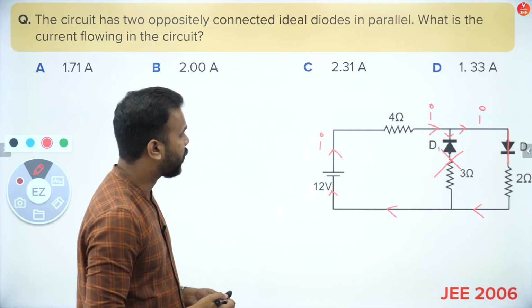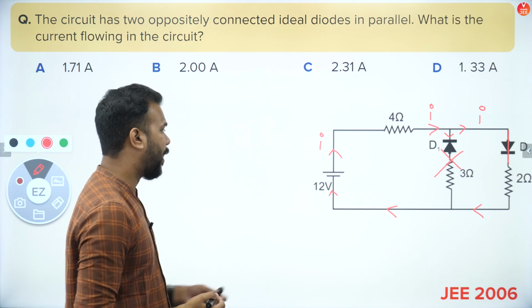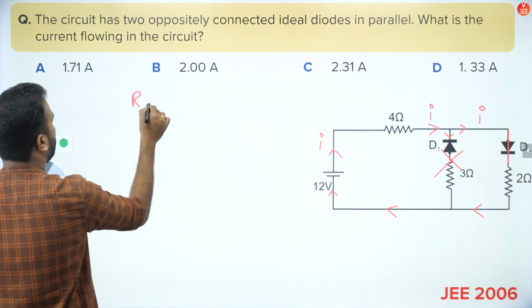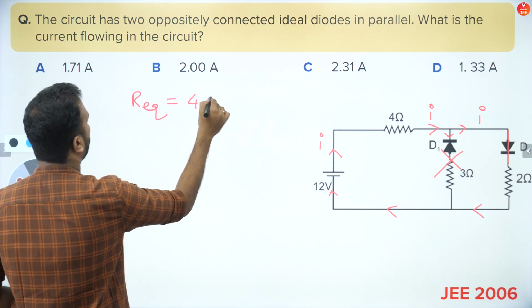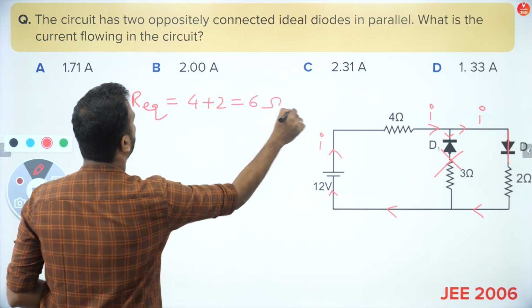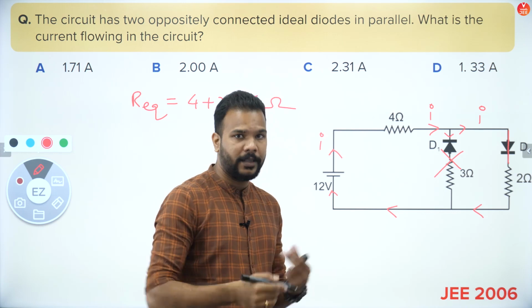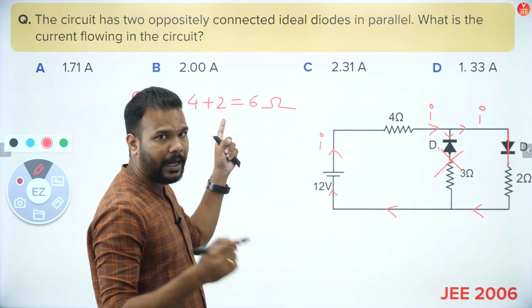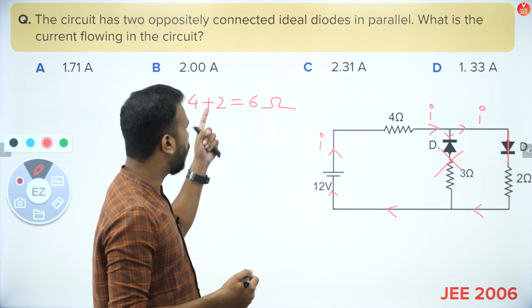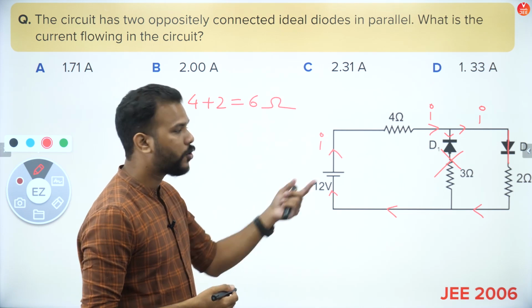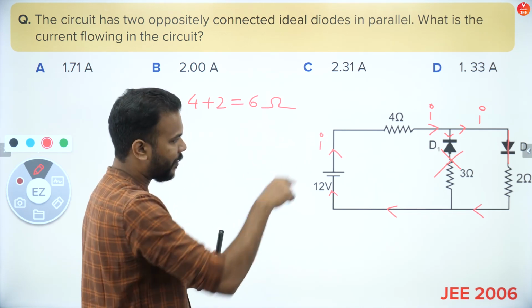So now what you have is basically two resistances which are connected in series, having 6 ohms of resistance in total. The battery is there. So R equivalent is nothing but 4 plus 2, that is 6 ohms. If we had been given the resistance offered by the diodes in the forward bias mode, then we'd be using the value of that resistance also along with the resistance of these resistors.